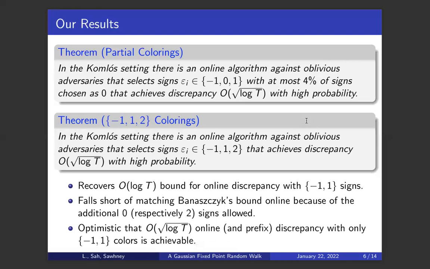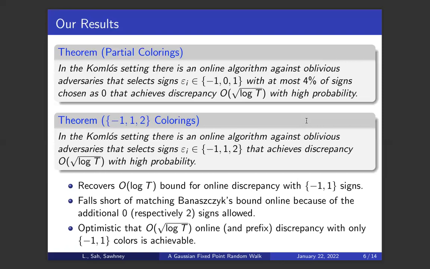So the first result on partial colorings recovers an O of log t bound for online discrepancy with only -1, 1 signs. This is because you can recolor online the signs that are colored 0, and it will terminate in log n rounds, and you can use some concentration bound. However, these results still fall short of matching Banaszczyk's O of root log t bound online because of these additional 0 or 2 signs that we're allowing in these theorems.